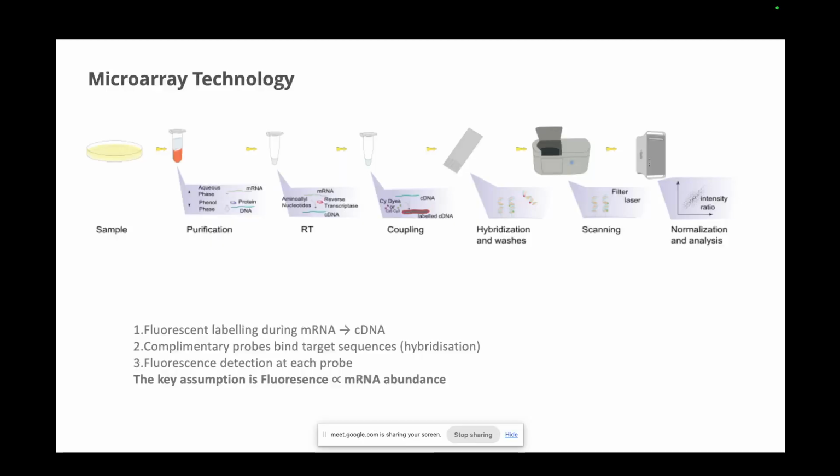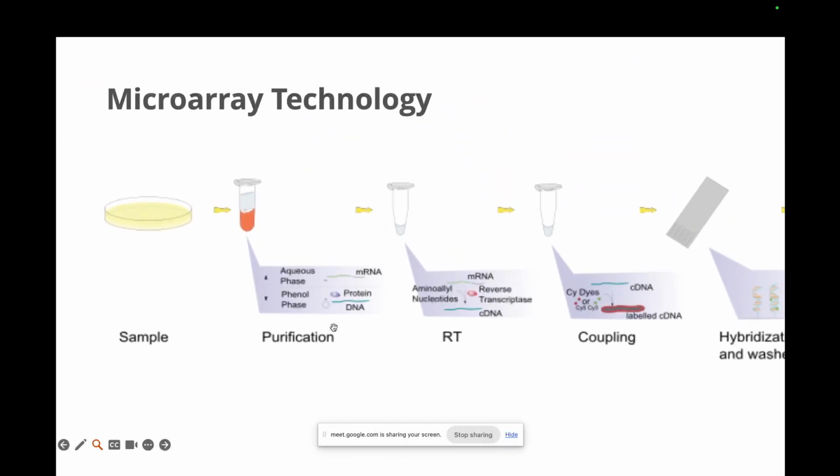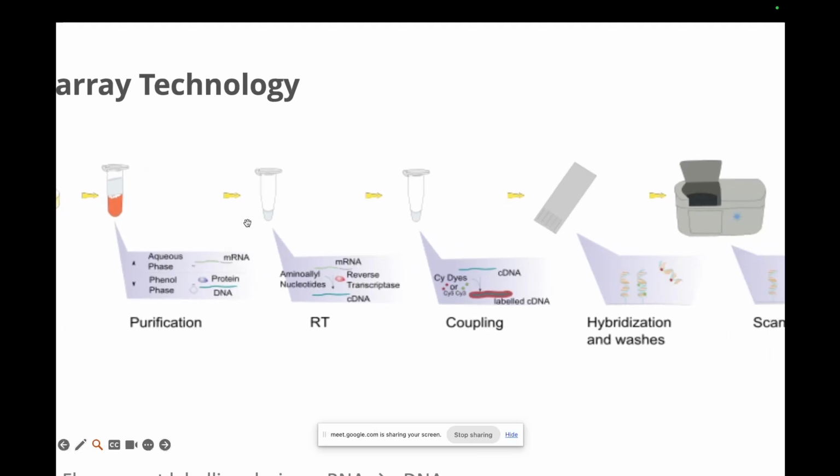Now moving on to microarray technologies, which are a little more advanced than ESTs. Here also the idea is similar. You have a sample, and you purify the mRNA, the protein and the DNA from the sample, and you take the mRNA. After taking the mRNA, you use the reverse transcription enzyme on it and create the complementary DNA. This cDNA is not circular DNA or something like that. This is complementary DNA to your mRNA.